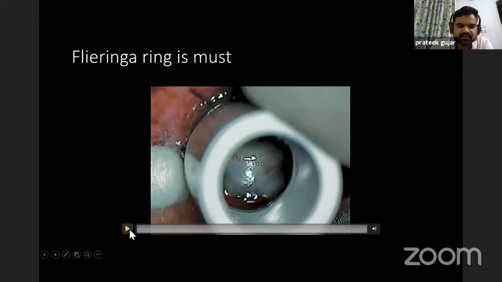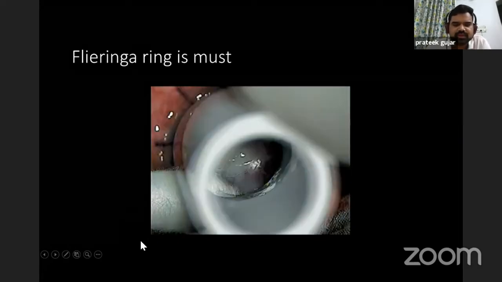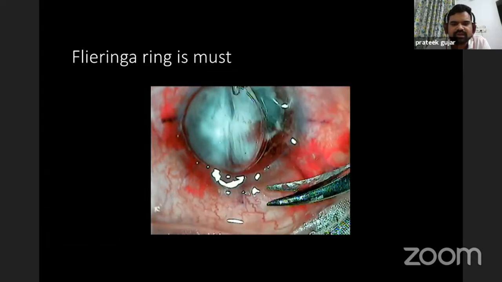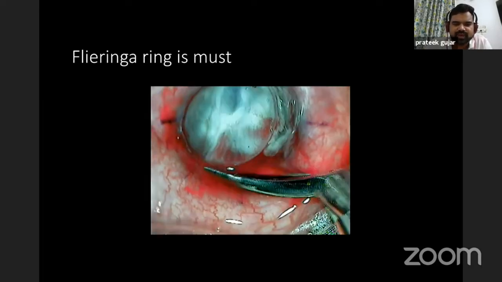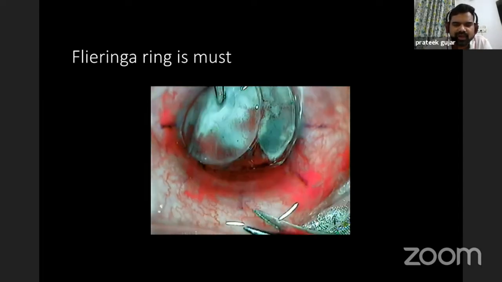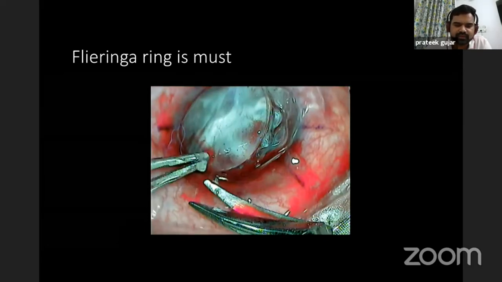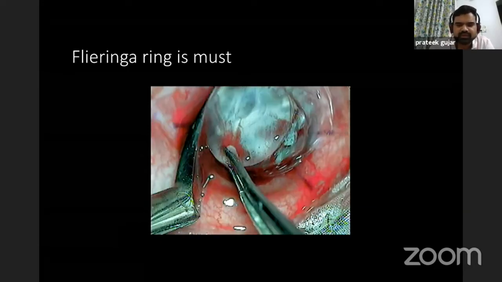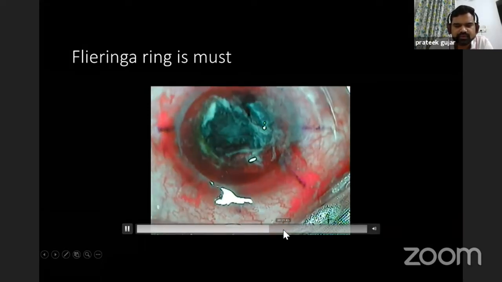In all these cases, putting a Flieringa ring before starting the surgery is a must, because most of these cases present with perforation and a positive vitreous pressure. Like in this video, as I am trying to open the globe, you can see the lens is popping out. Along with the crystalline lens, sometimes the vitreous also prolapses, and it can cause the globe to collapse. If you have a Flieringa ring in place, then you can definitely have more reliable suturing in these cases. Fortunately, in this case, I didn't have a PC rupture, so I was able to manage the case.